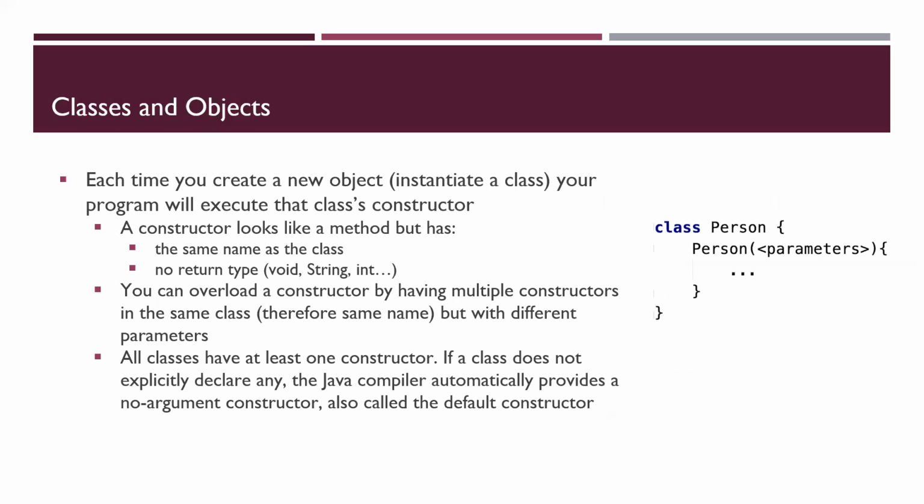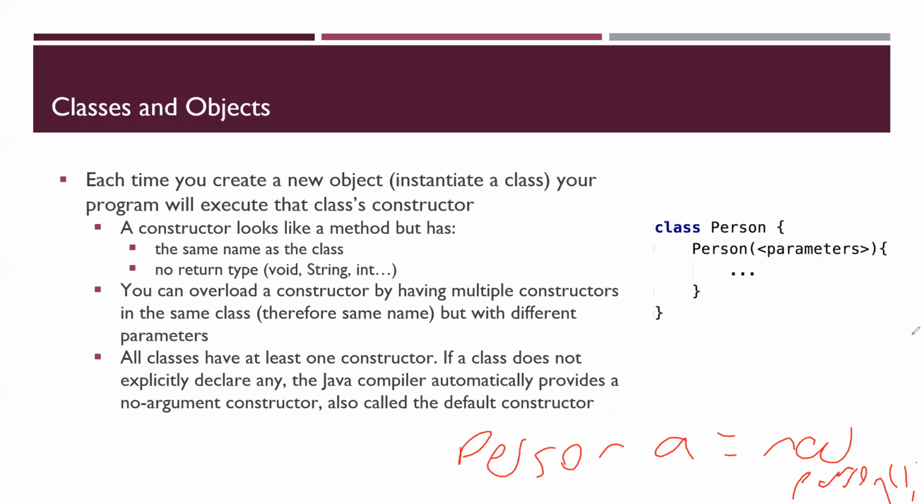So classes and objects. Every time you make an object, it executes the constructor of that class that makes the object. So if I have a person, like person A equals new person, it's going to go straight to the constructor.